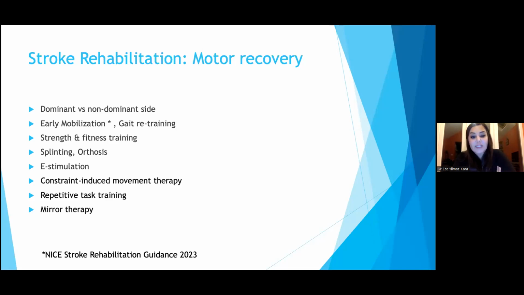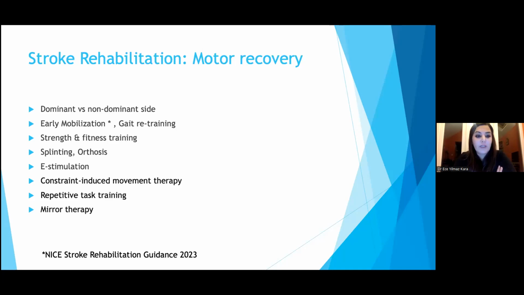The newly released NICE Stroke Rehab Guidance emphasizes early mobilization as early as 24 hours, which actually caused a bit of controversial conversation across England, but that's the current recommendation. Of course, if that's appropriate, we're going to go for early mobilization and gait retraining, again when appropriate. We'll start with sitting balance, standing balance, and then we'll talk about stepping and gait.